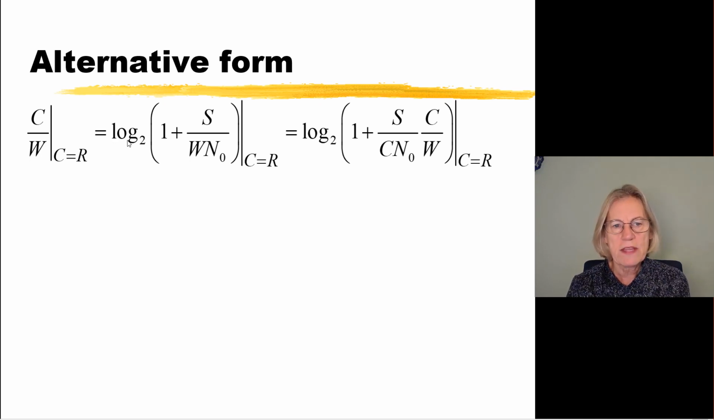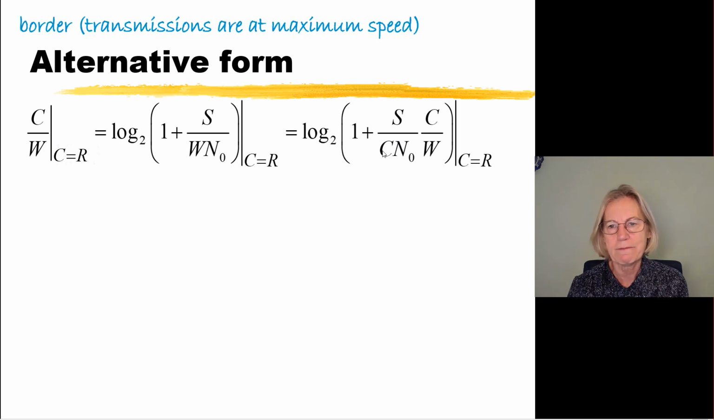So C over W is equal to log 2, and we could write our signal to noise ratio as the signal power divided by the bandwidth times the power spectral density of the noise, N0. And so here we get to see the dependency of W on both sides, W, the bandwidth, appearing on both sides of the equal sign. And this is something that we're trying to isolate and put all of the dependence on W together. So in order to achieve that goal, let's multiply and divide by the capacity, C. Certainly we're allowed to do that.